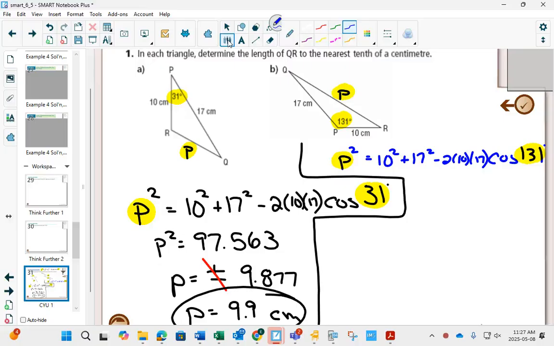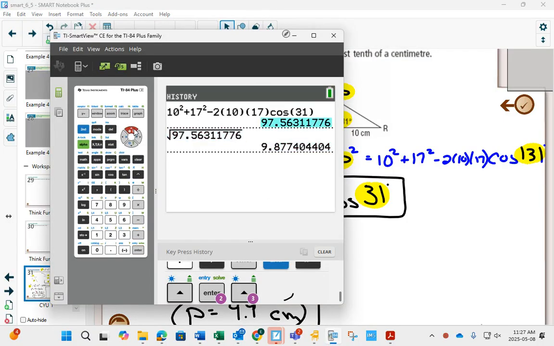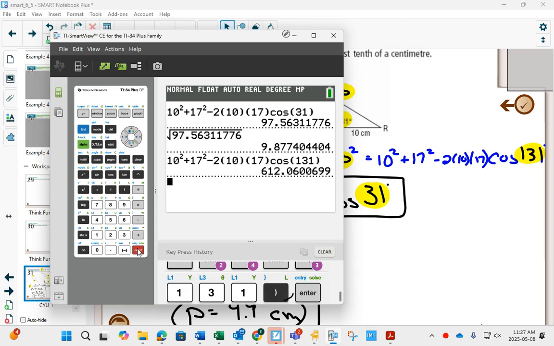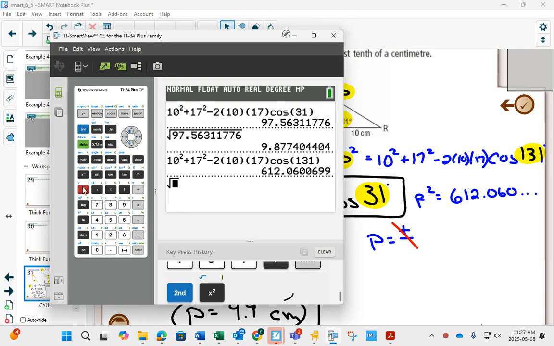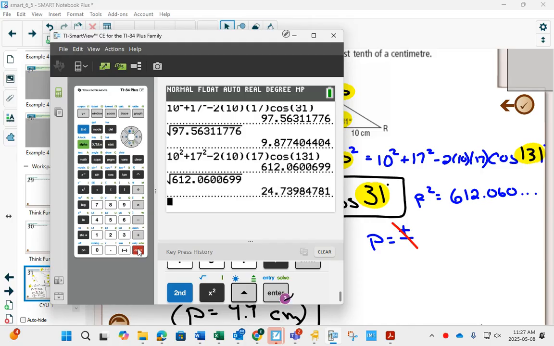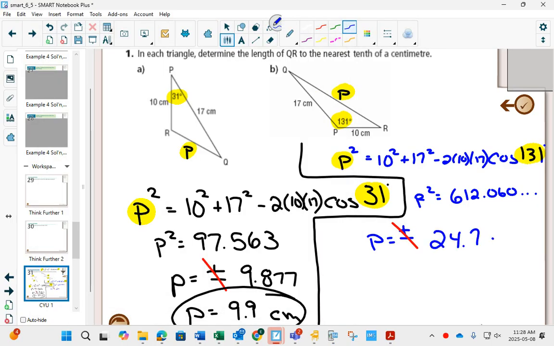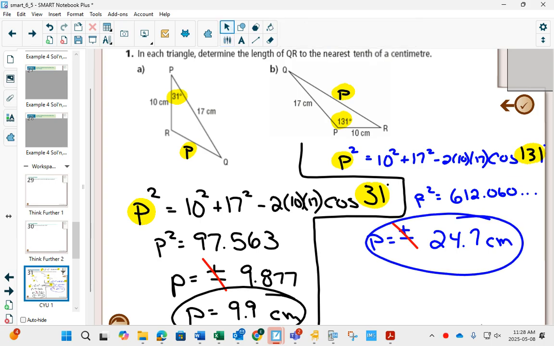And when I go to my calculator, I was like, oh, I can cheat a little bit here. You notice that it's almost exactly the same numbers as here, so I highlight this, I push enter, I don't have to retype it. I just have to change the 31 to 131. I get 612.060. Then p would equal plus or minus, well, I guess put a line through that. I don't need that plus or minus, but when we square root both sides, we should think about that. Square root this answer, 24, and now I know that I want to round to 1 decimal place. And I already know I want to include my units. 24.7 centimeters.